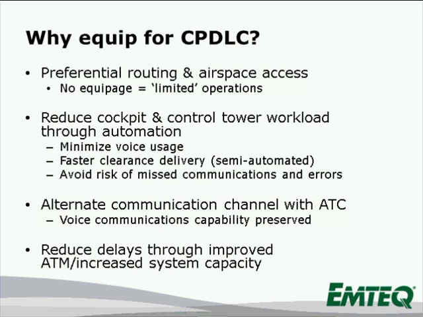Aircraft that are equipped will be able to fly on certain routes that aircraft that are not equipped will not be able to. Reason being is obviously aircraft that are equipped with CPDLC systems can benefit from the text-based communications, which we'll go into in the next few slides here. Essentially, it creates a faster and safer means of clearance delivery and maintaining positive control on the aircraft. Aircraft that are not equipped will essentially see limited operations in some of those areas moving forward. It reduces cockpit and control tower workload through automation.